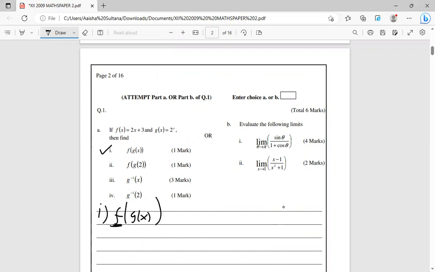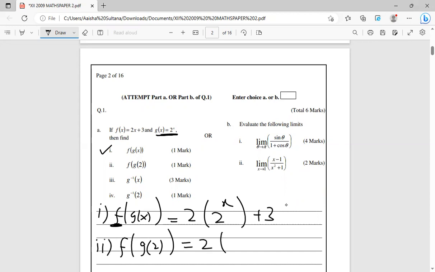Whatever function is written first, we will insert the value in it. Like if 2 into x plus 3, the g of x value will become x. We will insert in this way. In the second part, we will put the value of x, which is 2, in the above equation. Like 2 into 2 having power 2 plus 3, and the right word is the function.